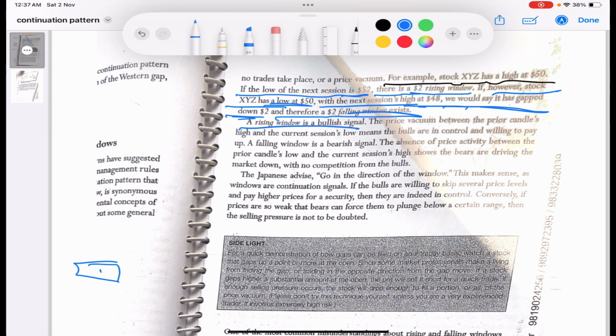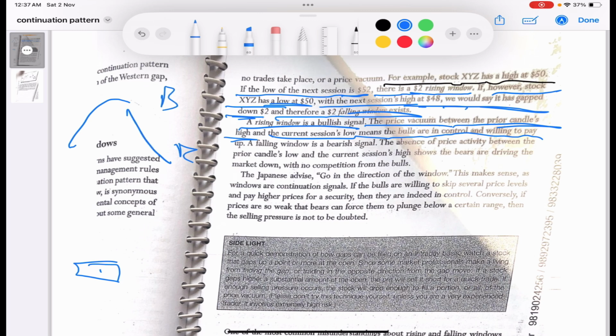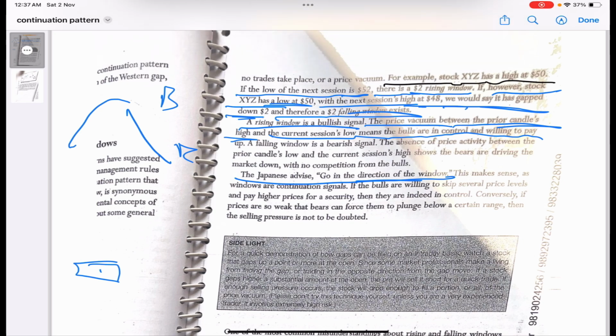A rising window is a bullish signal. The price vacuum between the prior candle's high and the current session's low means that bulls are in control. Obviously, a gap up is a bullish signal, a gap down is a bearish signal. So there's a Japanese advice that you need to go in the direction of the window. If there's a gap up, then only look for buying opportunities. If there's a gap down, only look for selling opportunities.